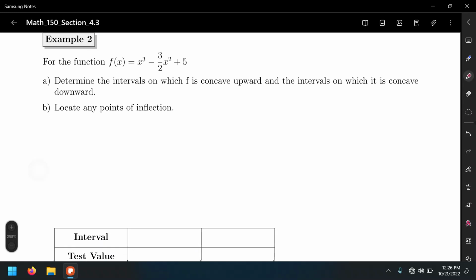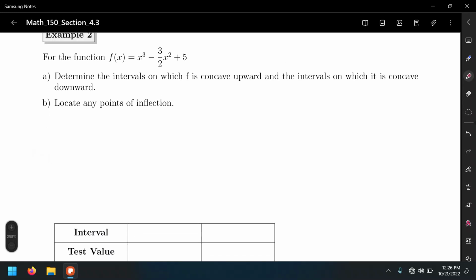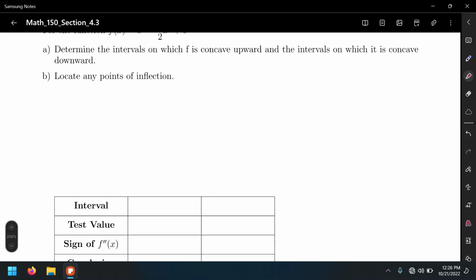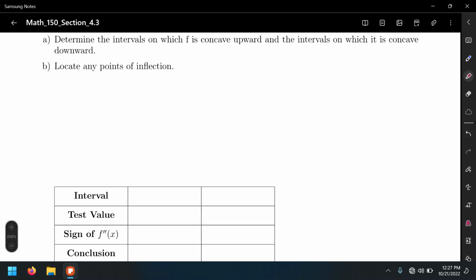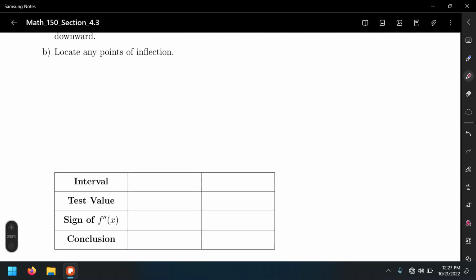All right, example number 2. For the function f of x equals x cubed minus 3 halves x squared plus 5, determine the interval on which f is concave up and the intervals on which it is concave down. And then, if any, locate any points of inflection. And that usually happens when there is a change in the concavity, but not always. That's something that's going to be tricky, and I'll let you know what the situation is with examples.